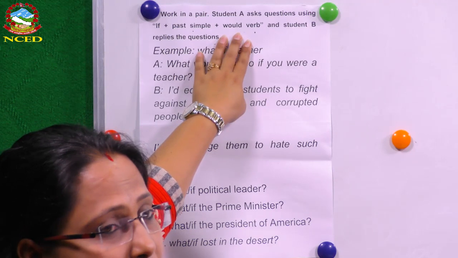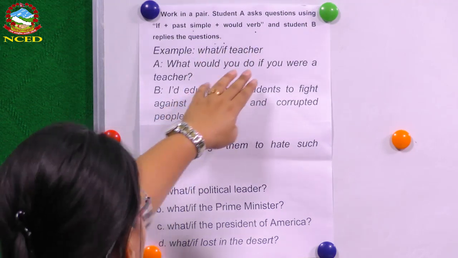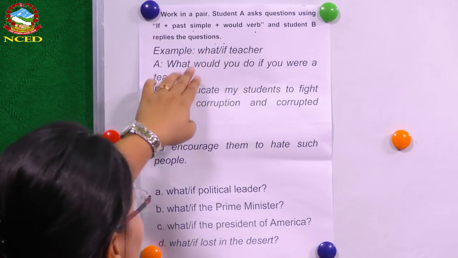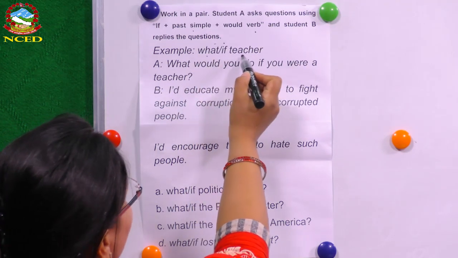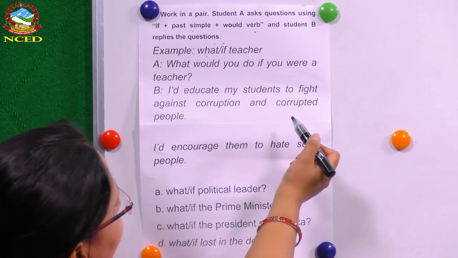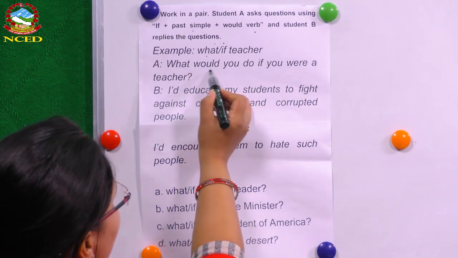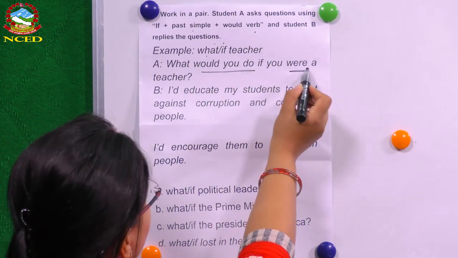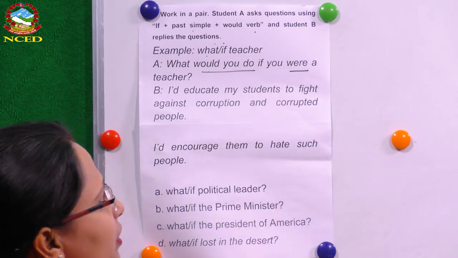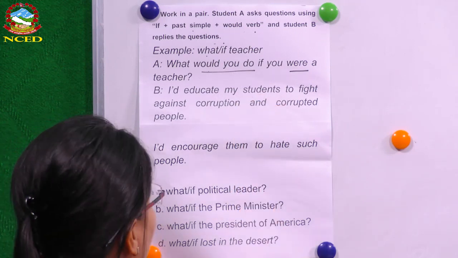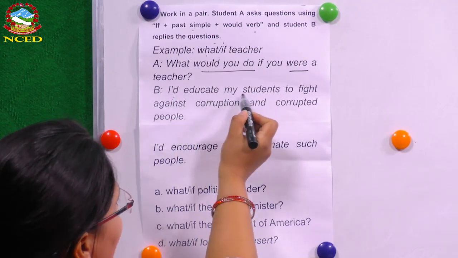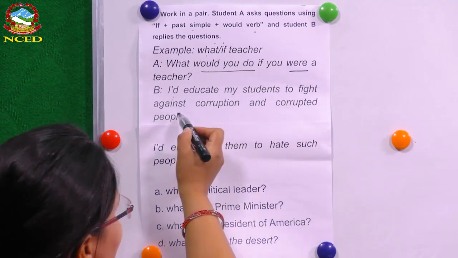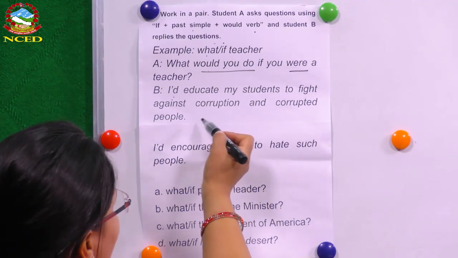That means conditional type 2, okay? And student B, the other person, has to reply it. There is an example given. Have a look. What if a teacher? So how is the question formed here? What would you do if you were a teacher? तिमी टिचर भइदिएको भए के गर्थ्यौ? Okay? And B replies, I would educate my students to fight against corruption and corrupted people.